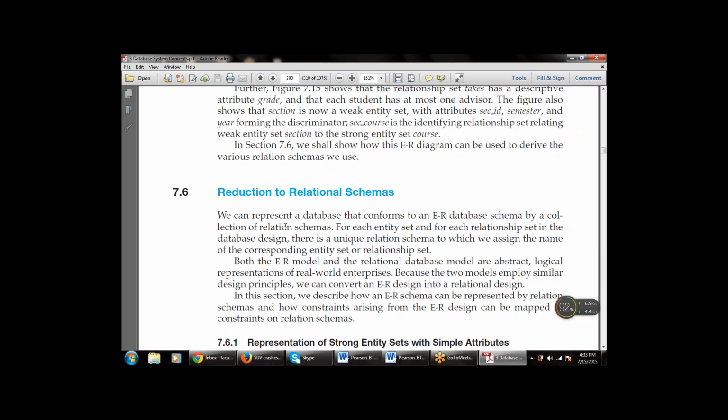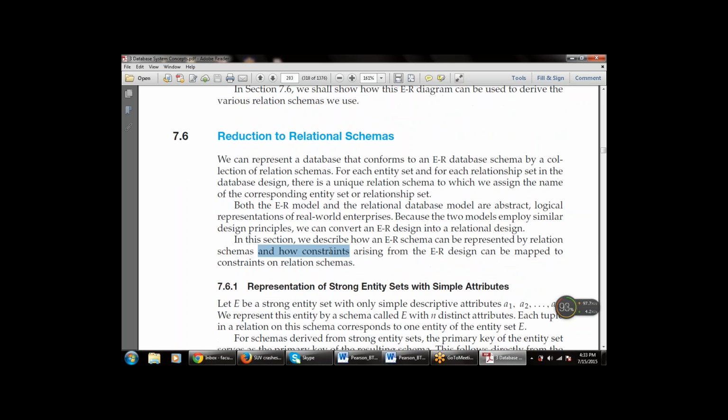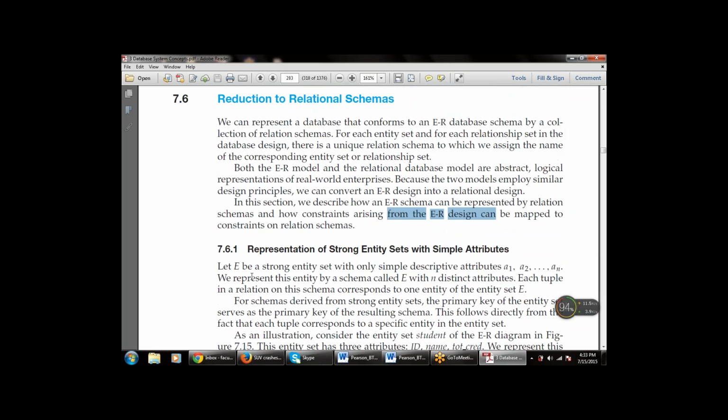So if the two models employ similar design attributes, they can be represented in the form of the ER diagram or in the form of the relational design. So there are two methods, one is the ER design, one is the relational design. In this section, we describe how an ER schema can be represented by a relational schema, and how constraints arising from the ER design can be mapped to the constraints of the relation schema.